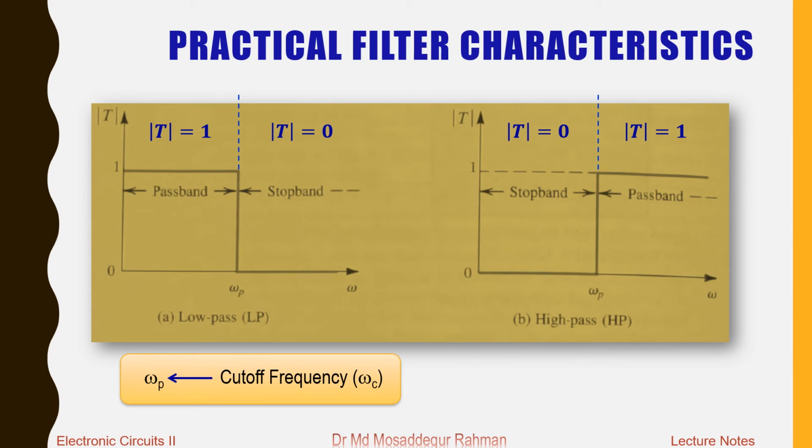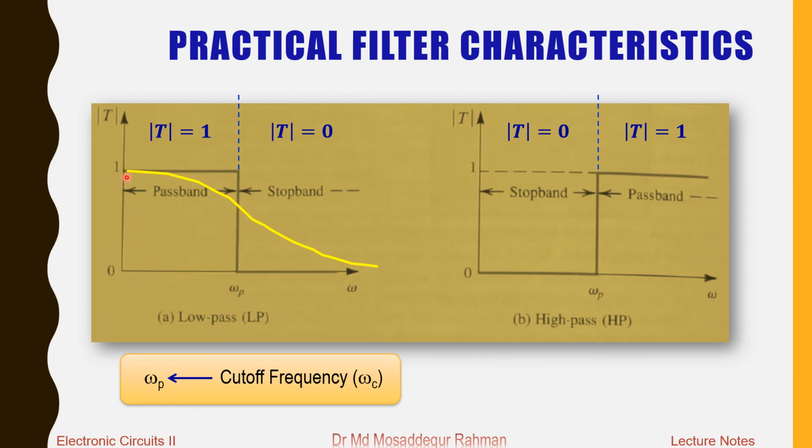Now the practical filters, how they will differ from these ideal filters. So you see that we are showing the plots for the ideal filters again. Now on top of this we'll show the plot for the practical filters. First we show the plot for the low pass filter, a practical one. If you have a practical low pass filter, the plot will look like this.